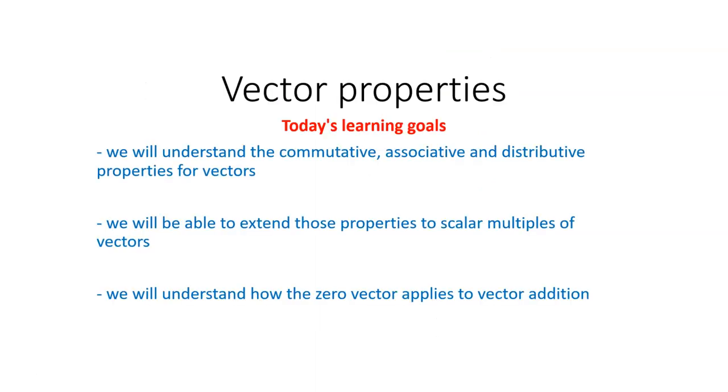Okay, so vector properties. This is going to be short and sweet. I don't think we need to spend a lot of time on this. I think this one's going to be easier than the one that we just did. We're going to understand the commutative, which we've mentioned before, associative and distributive properties for vectors, some of which we've actually used already. We're going to extend these properties to scalar multiples of vectors. We're going to understand how the zero vector applies to vector addition.